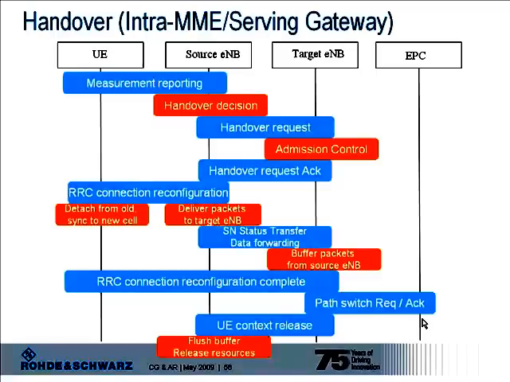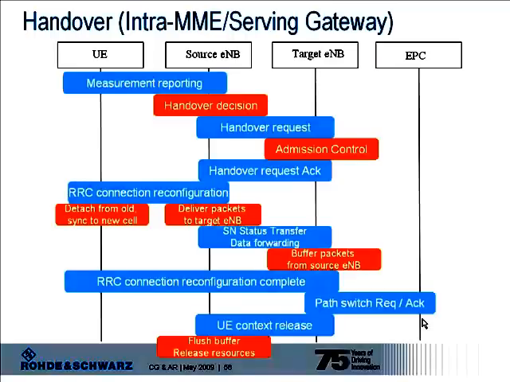It is then sending the handover command to the UE. And in case of LTE, this is actually an RRC connection reconfiguration message. It contains all the required information regarding the target cell so that the UE is able to access the target cell. The UE can then detach from the source cell and synchronize to the target cell.